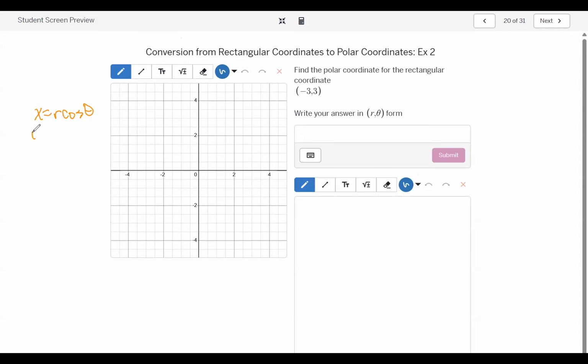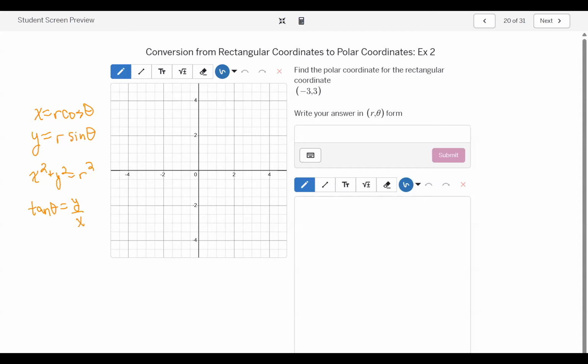x equals r cosine theta, y equals r sine theta, x squared plus y squared equals r squared, and tangent of theta equals y over x. So any four of those are fair game when we're playing around with polar coordinates.